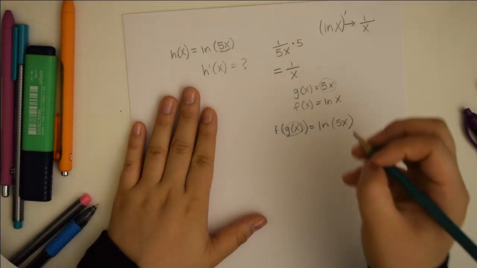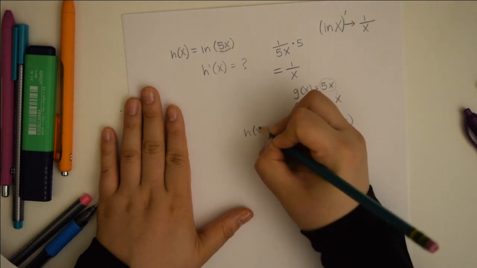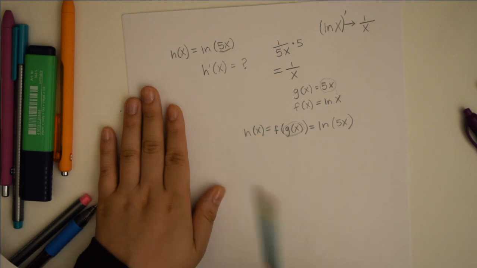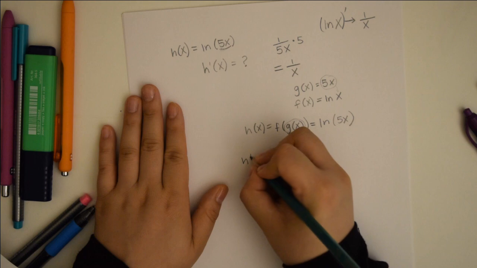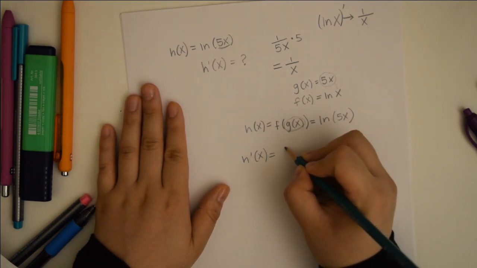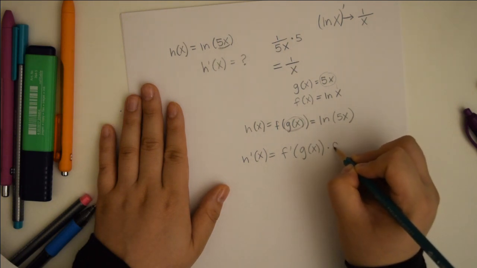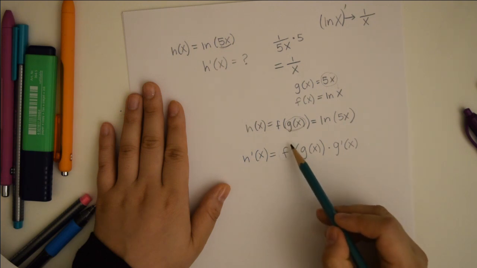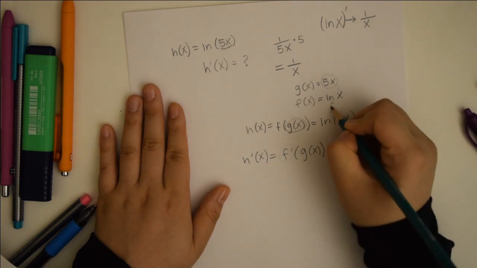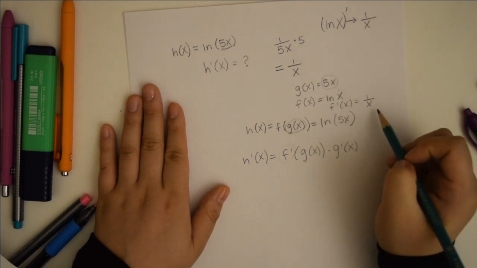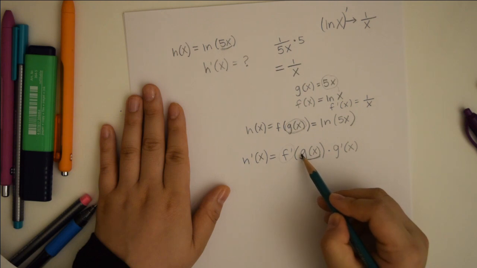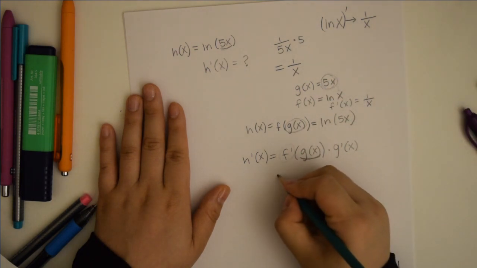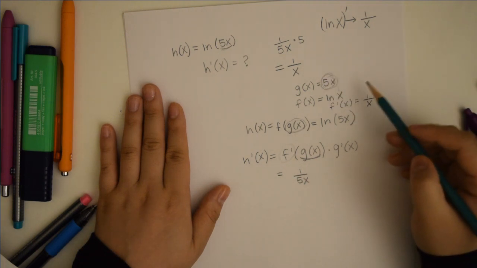So the next thing is the chain rule. Now that we know h of x equals f of g of x, since I chose f of x and g of x such that they equal h of x, the chain rule says h prime of x equals f prime of g of x times g prime of x. So again, we need to find the derivative of f first. If f of x equals ln x, f prime of x equals 1 over x, like we normally would. But we're putting g of x as the input, so everywhere there's an x in f prime of x, I'm going to put in g of x. But g of x is 5x, so this equals 1 over 5x. See, I'm putting the 5x in place of the x here.